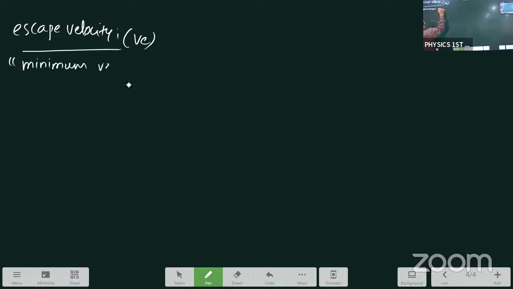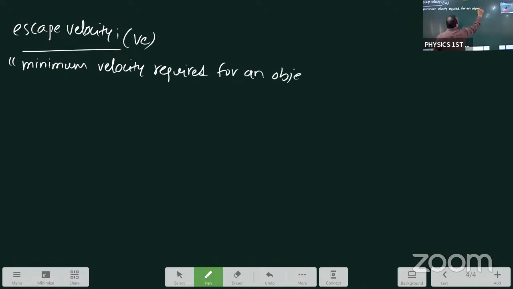Now the statement: minimum velocity required for an object to escape from the ground.